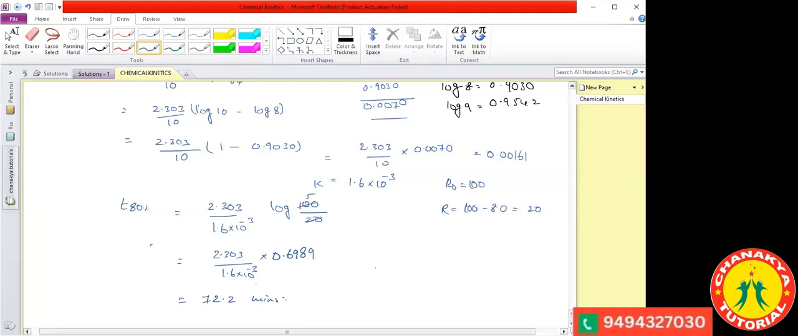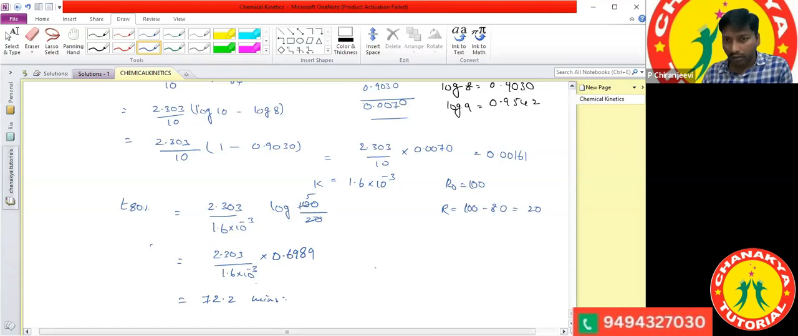Sir, when we subtracted 1 minus 0.9030, the answer will be 0.0970, not 0.0070. I only said it wrong. So here that is only 0.9030. We made the mistake in the subtraction. 1 minus 0.9030, we are getting 0.097, ma. 0.097, yes sir.